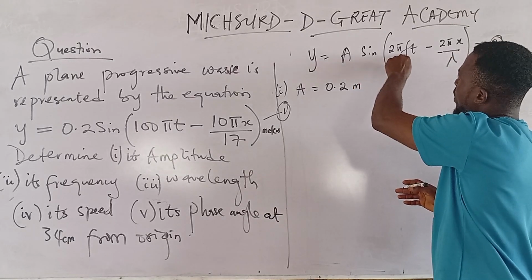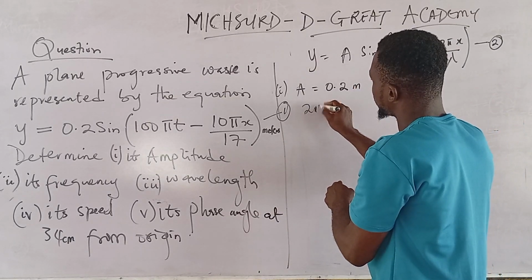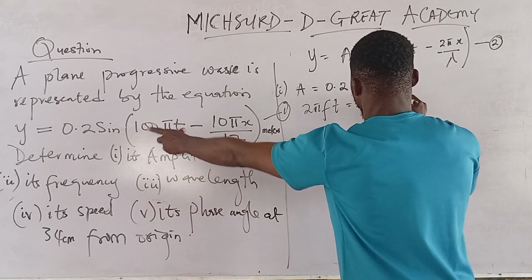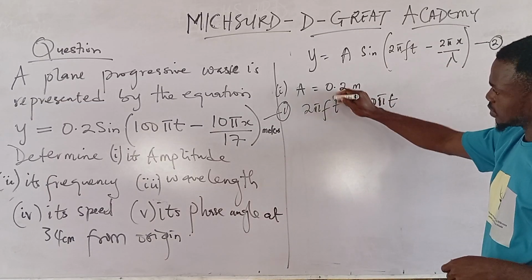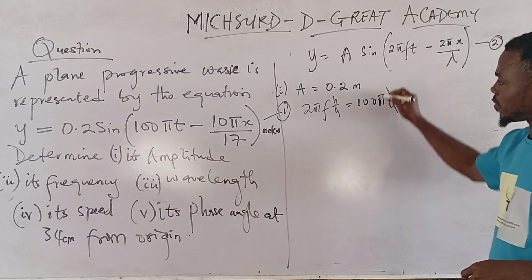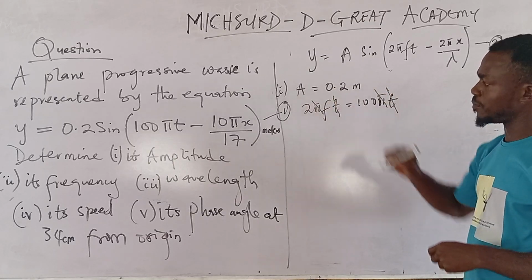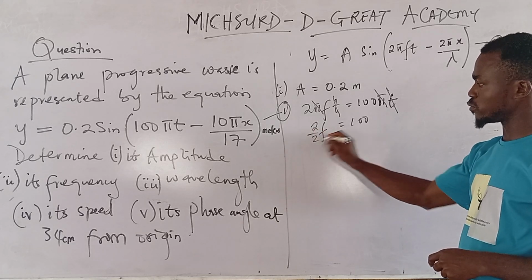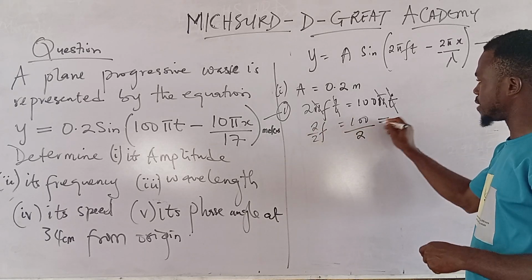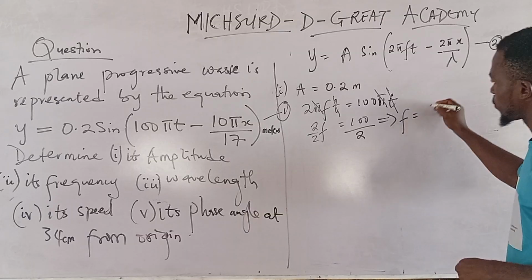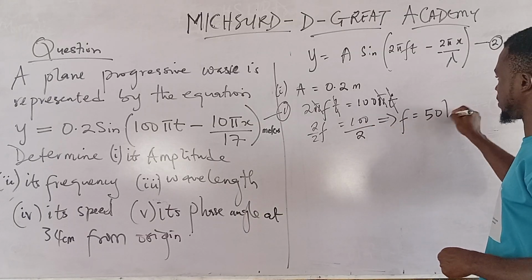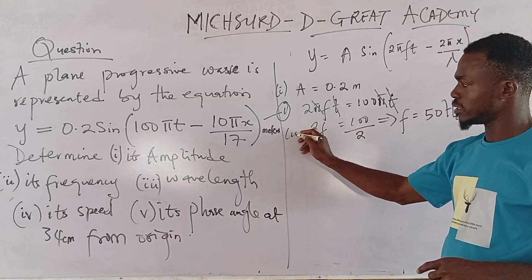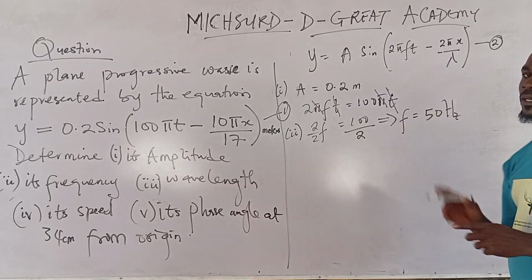So now 2πft should be equal to 100πt, because both of them end with t. We cancel out t. We can also see there's a π here and a π here. So what we have left is 2f equal to 100. If I divide through by 2, that means my f is equal to 100 divided by 2, which is 50 hertz. So the frequency is equal to 50 hertz. We have gotten the frequency as 50 hertz.